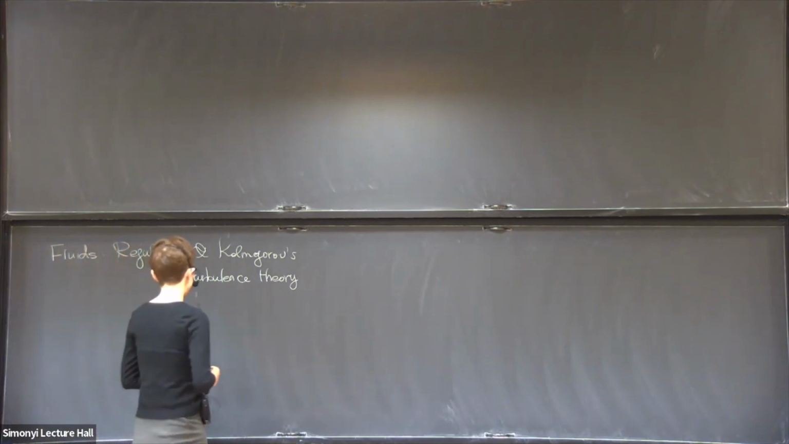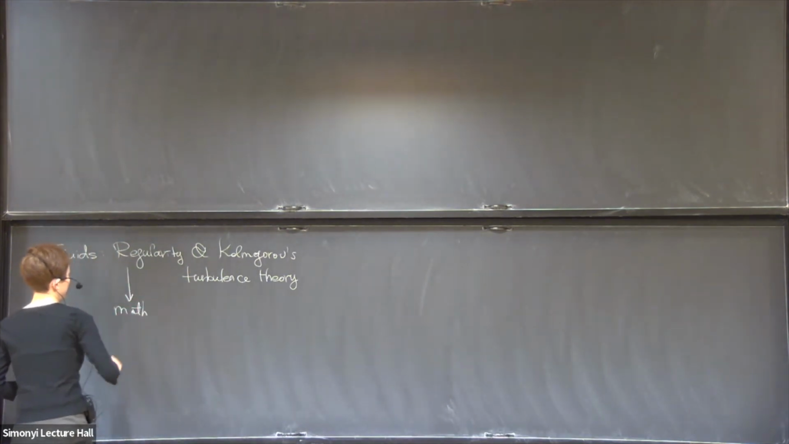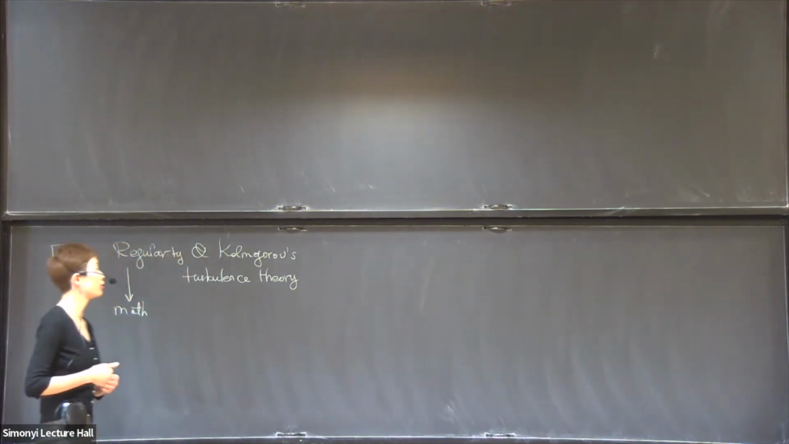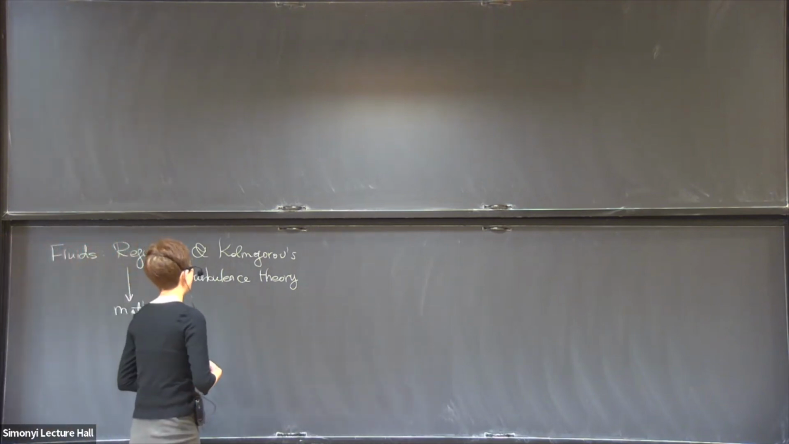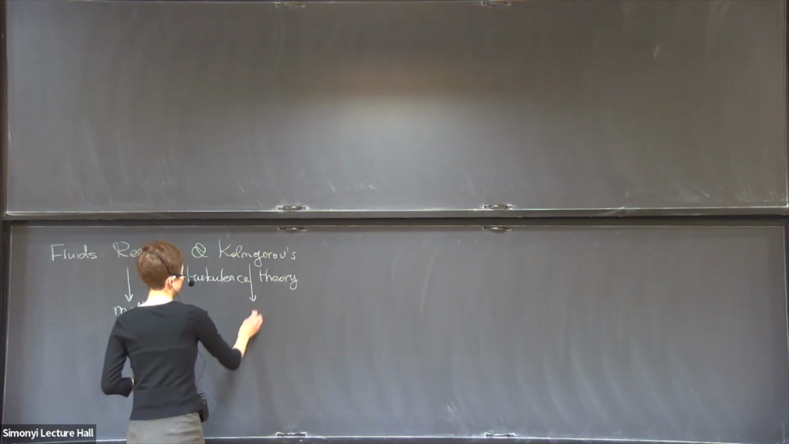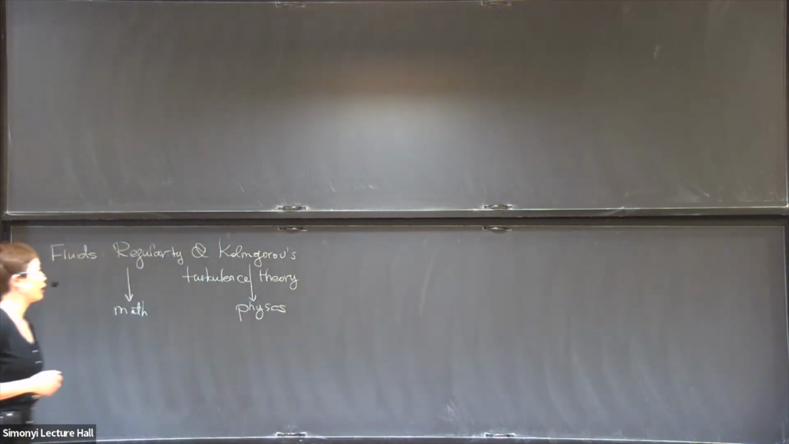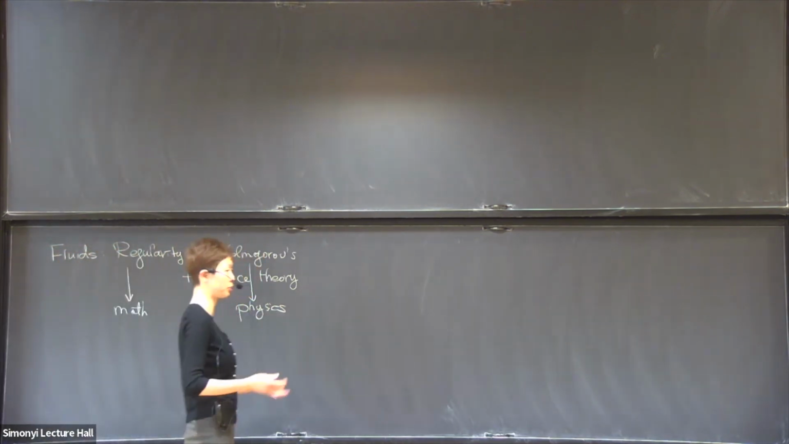We have two topics here. One is a mathematical topic. It's the regularity problem for the three-dimensional Navier-Stokes equation, the supercritical case. Another is a physics topic. That's the Kolmogorov's turbulence theory, which is phenomenological.